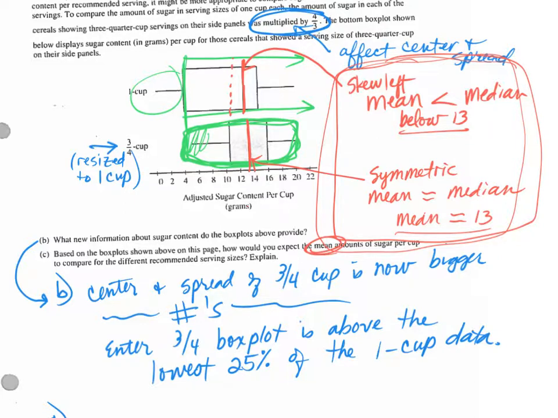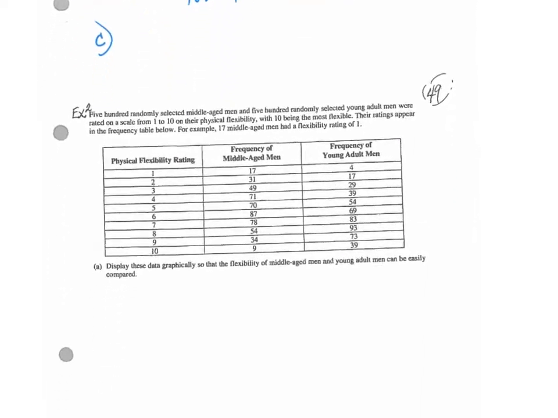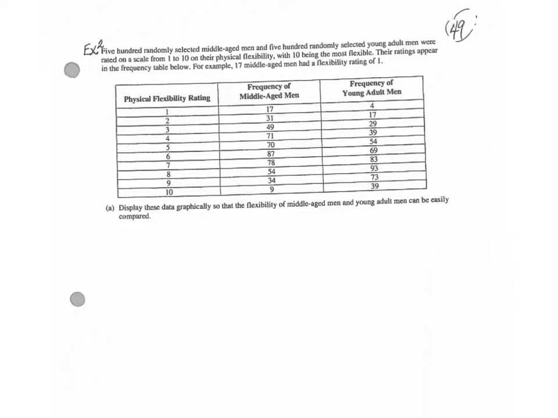Now, last thing is I want to instruct you on something to do on your homework. I think we are just about done here. On your homework, you're going to do pages 49 and 50. But let's look at page 49. I want you to do less work than it says to do, because I don't want you to do busy work. Page 49 is about 2 different groups, middle-aged men and young adult men, and their flexibility rating. The instructions say to graphically display this data. Well, I want you to compare the SOCs of the 2 groups.